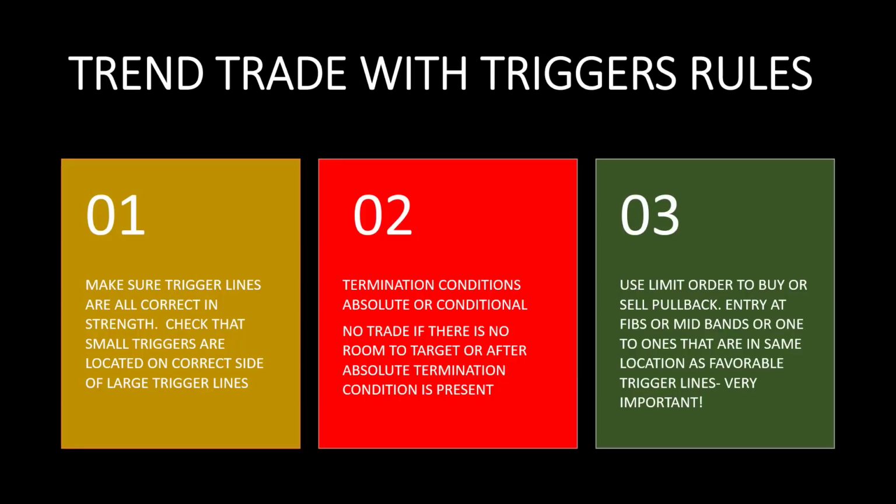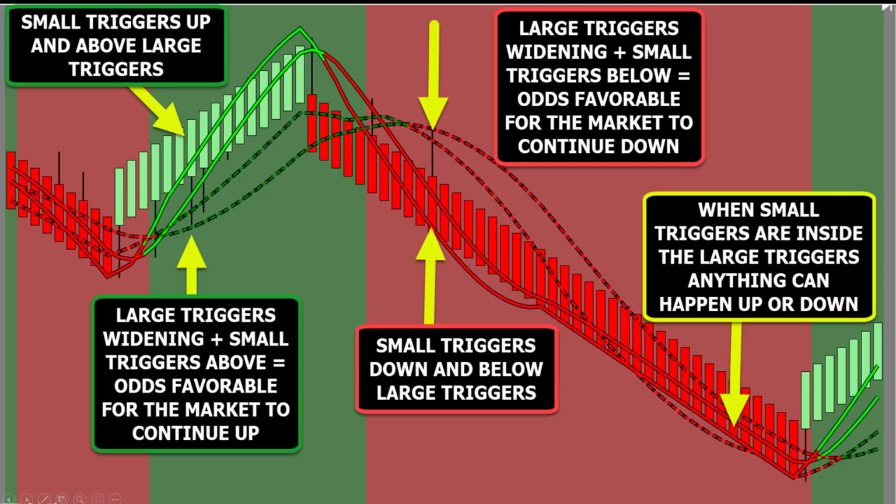Our rules for day trading the trend are very simple. You're going to make sure that the trigger lines are the same going up or down on both charts. You're going to make sure that you haven't hit a termination condition, and you're going to make sure that you have room to your target. Then you're going to buy or sell a pullback at the trigger lines that support or resistance. Let's go through really quickly and talk about the trigger lines that you have to have in order to do a long trade.